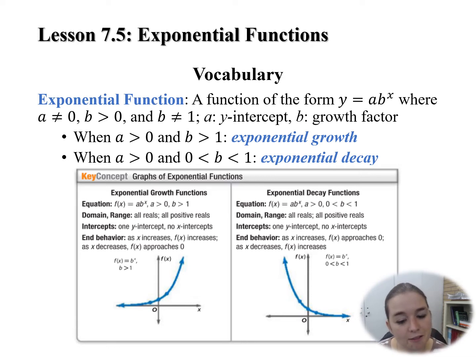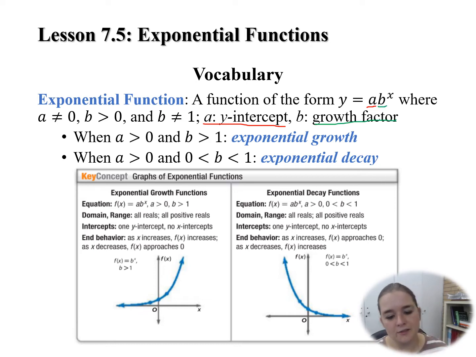An exponential function is a function of the form y equals a times b to the power of x, where a is not 0, b is greater than 0, and b is not 1. The two key pieces I see in my equation here are a as my y-intercept, and b is my growth factor. Underline growth factor here. We'll talk a little more about these in a second.